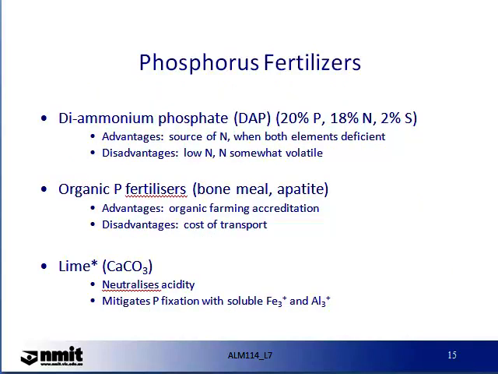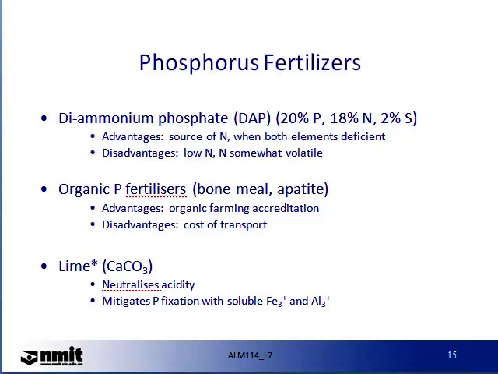Other phosphorus fertilisers include diammonium phosphate, or DAP, also used commonly in Australia. This contains 20% phosphorus, 18% nitrogen and 2% sulphur. It is a good source of nitrogen when both elements are deficient, although the nitrogen tends to be in low concentrations and the nitrogen in this form is somewhat volatile.